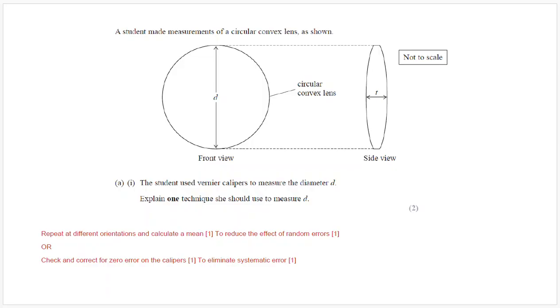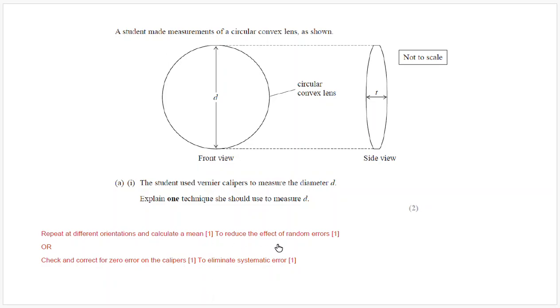Just remember, when the question asks you to explain one technique, you either talk about what you can do to reduce the effects of random errors and what you can do to eliminate systematic errors. So you always repeat at different orientations and calculate a mean to reduce the effect of random error, and you check and correct for zero error to eliminate systematic error.